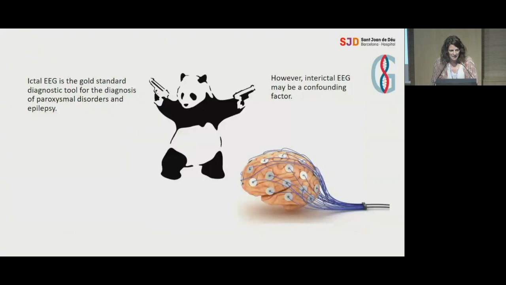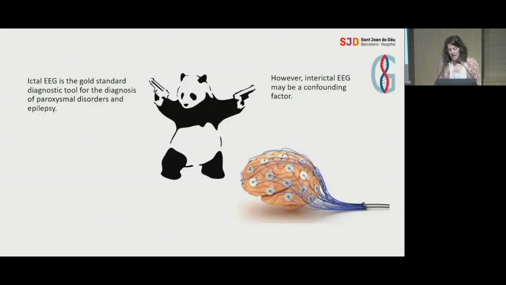And what about the EEG? We are talking about epilepsy, and I have said no word yet about the EEG. Well, this is because EEG could have two phases in terms of clinics. The ictal EEG is the gold standard diagnostic tool for the diagnosis of paroxysmal disorders and epilepsy. There's nothing better than this.